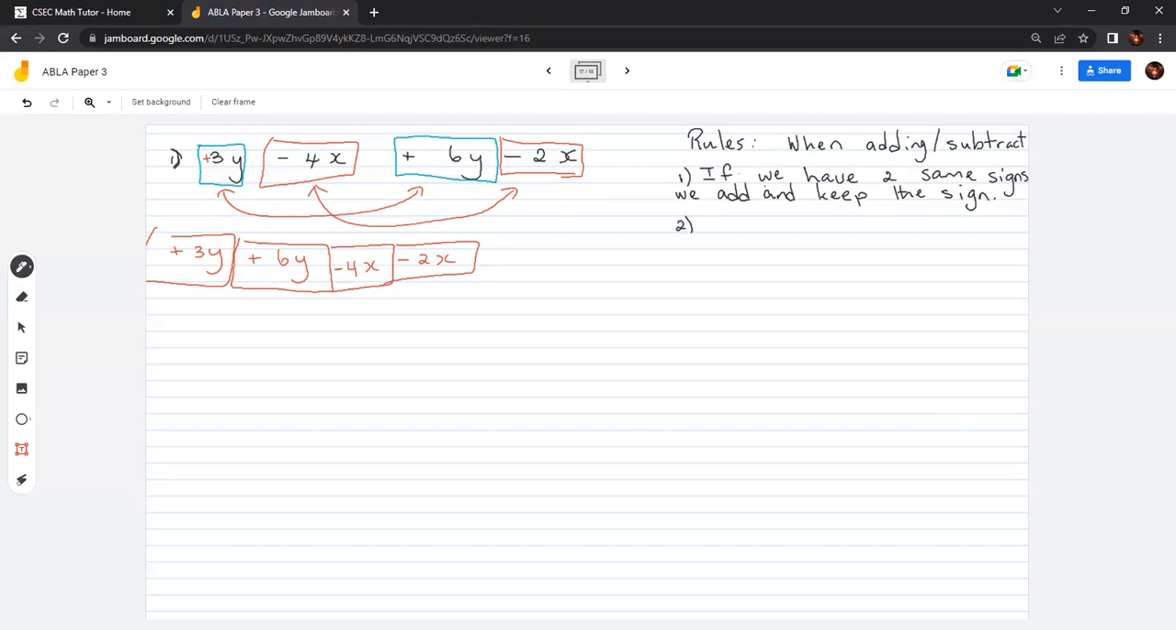Second, if we have two different signs, your rule is we subtract and keep the sign of the larger number.